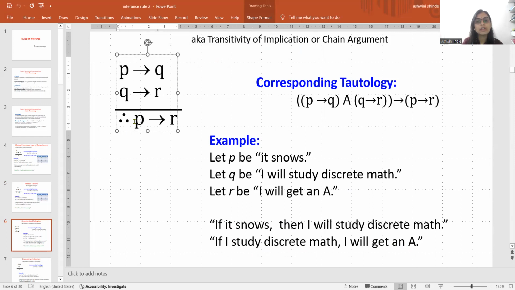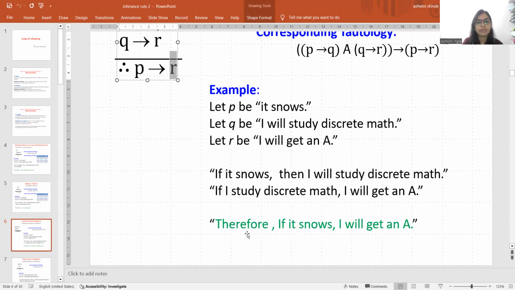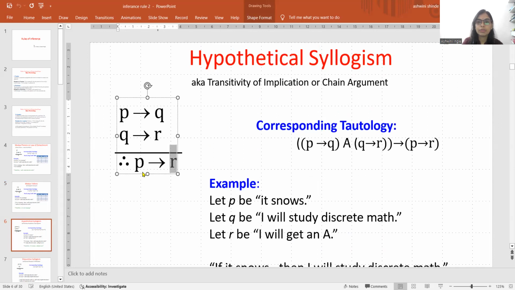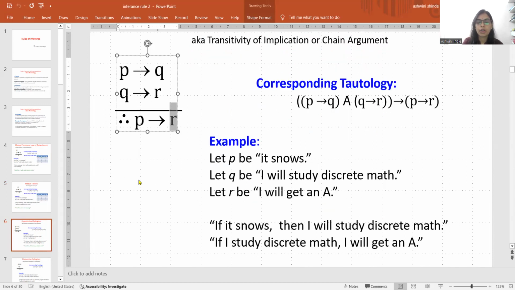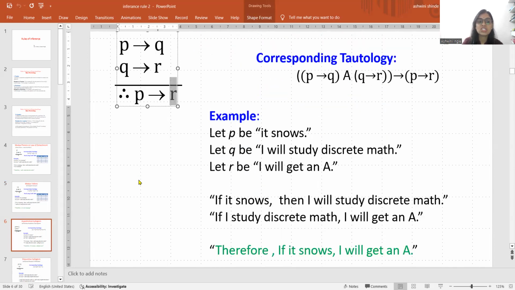If it is snow, I will get an A. Okay. So therefore, if it's snow, I will get an A. It's your conclusion according to hypothetical syllogism. Hypothetical syllogism is also called a chain argument.